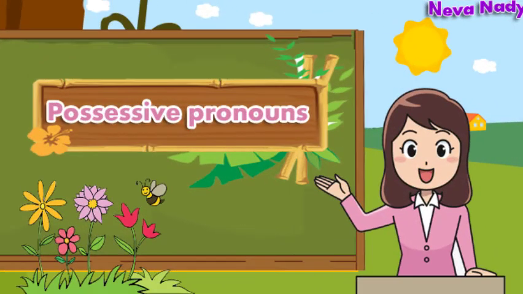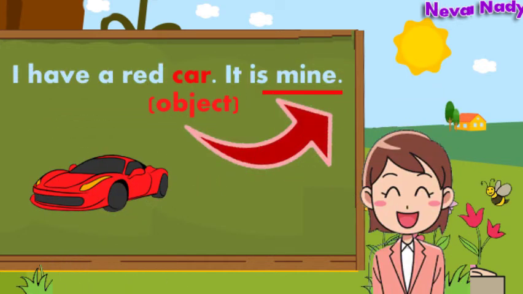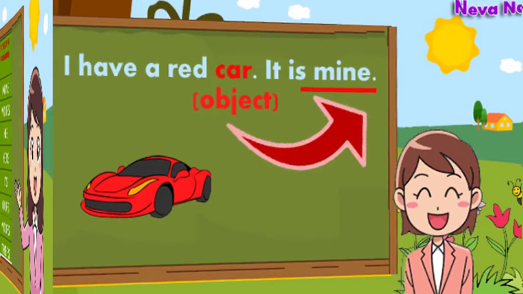Now I will speak about possessive pronouns. First, we know that a pronoun is a word that replaces a noun in a sentence. Possessive pronouns show who is the owner of the object and replace the object. For example, I have a red car. It's mine. The object in this sentence is car. Mine here replaces the object.